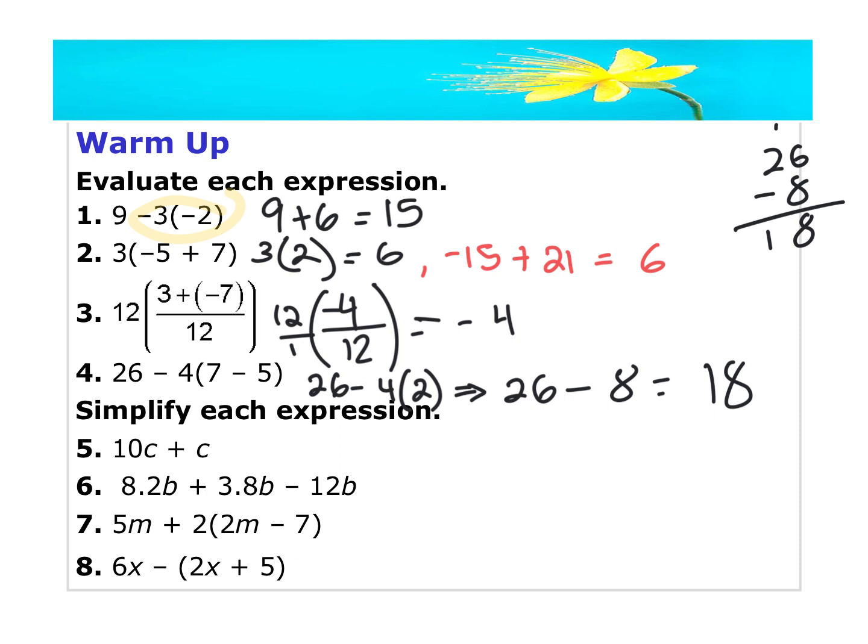Number 5 is 10c plus c. Guys, remember, any variable that is alone, it's a 1 in front of the variable. So we can say 10c plus 1c. It's going to give us 11c.